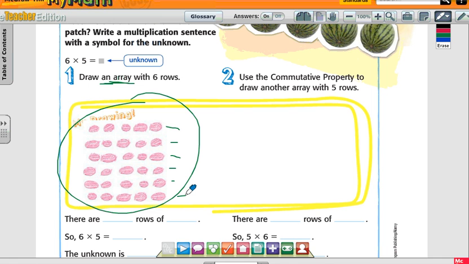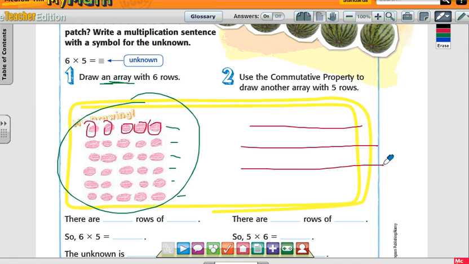6 rows. And they say that each row has how many watermelons? 5. 1, 2, 3, 4, 5. Now use the commutative property to draw another array with 5 rows. So now I have 5 rows. In the first array, I had 6 rows with 5 each. Here I'm going to have 5 rows with how many? 6 in each one. So go ahead and draw that. Green for watermelon, how's that?